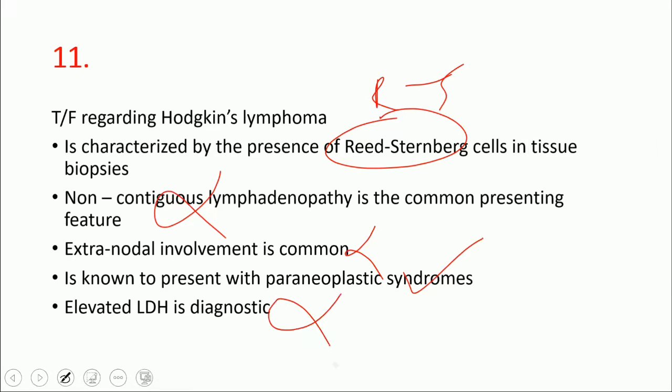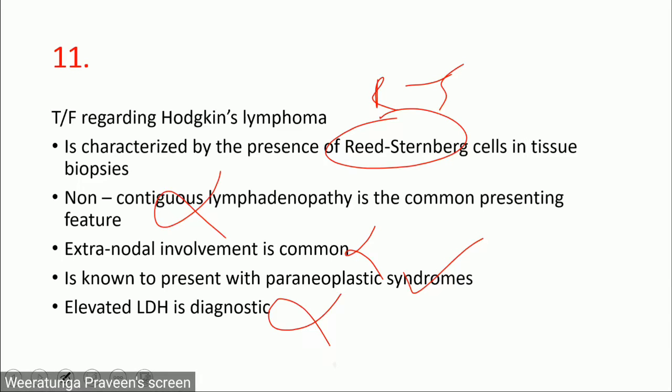Some students write in the exam that LDH diagnoses lymphoma. Remember, LDH is not a diagnostic test for anything. It just shows you that there is increased cell turnover. Cancers raise LDH very well. It is not diagnostic of a lymphoma.